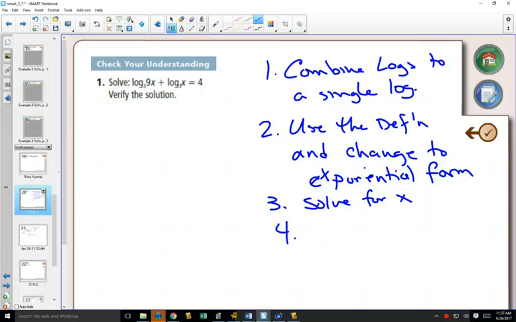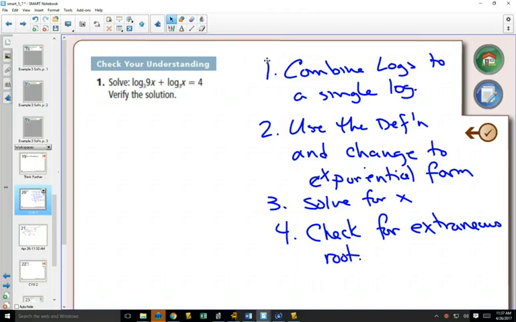The fourth thing that we'll have to do is, in this process, sometimes you get an answer which appears to be right, but in reality isn't right. So that's called an extraneous root, where it appears to be right, but it isn't right. And the way that we check for extraneous roots is you plug it back in.